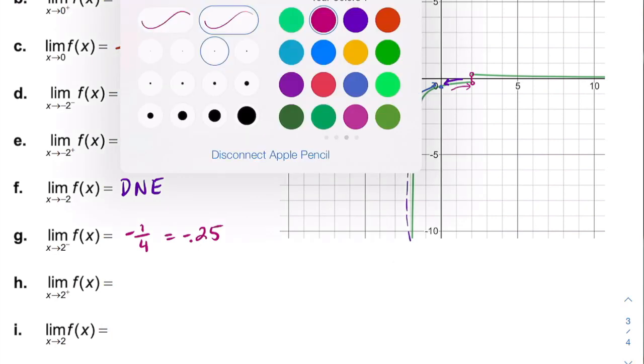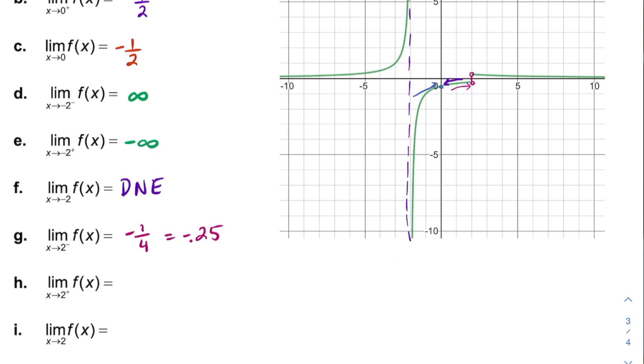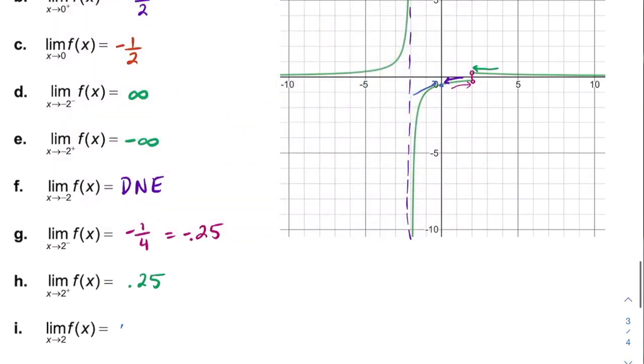As we go from the right side, we're above 0 a little bit, and it looks like we're going to the same point but just positive, so this would be positive 0.25. So they're going to a similar value, but one is positive and one is negative. Because of this jump gap, because the left and right side limits are going to different numbers, we can conclude that this limit does not exist.